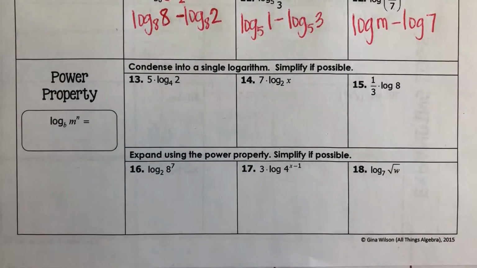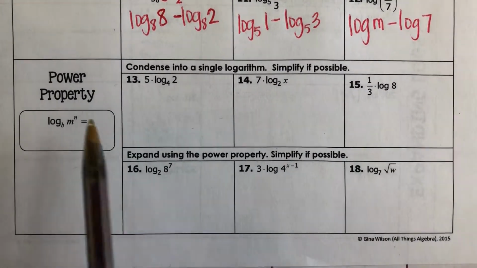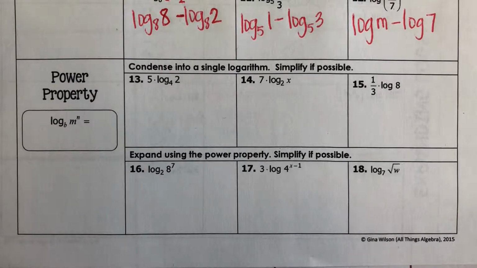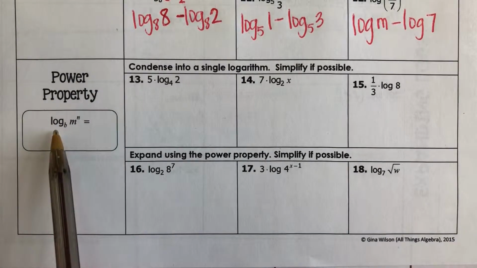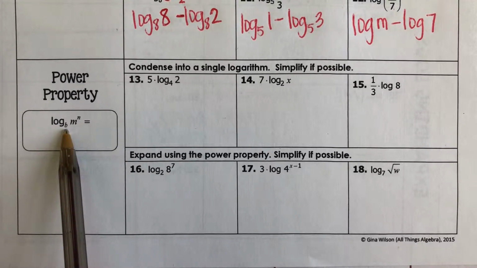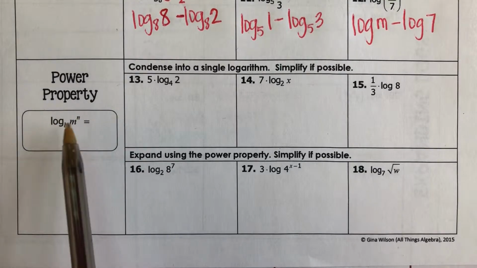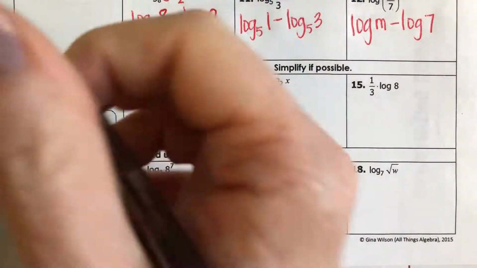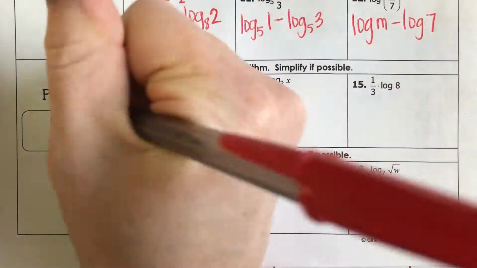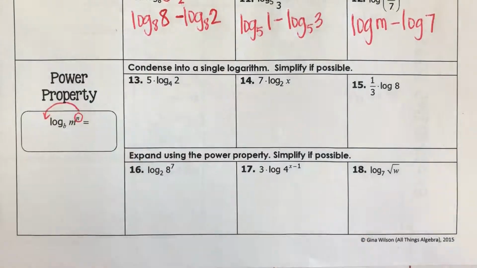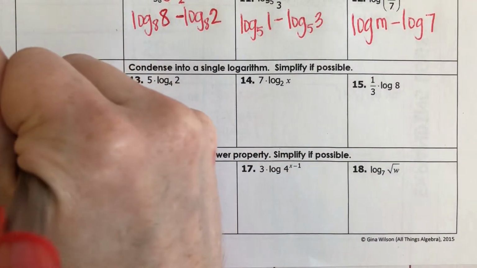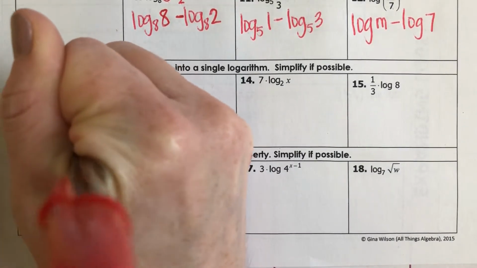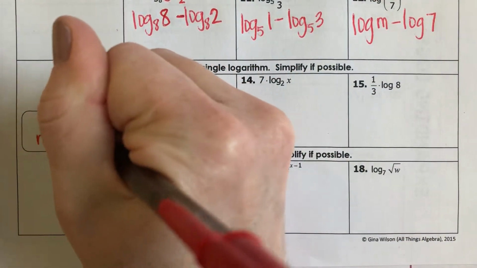Now let's look at the power property. The power property is simply referring to when I have an exponent. So right here, if I have log base b of m raised to the n power, this is going to be equivalent to as if I take this exponent and I throw it out front as a coefficient. So that would be n times log base b of m.